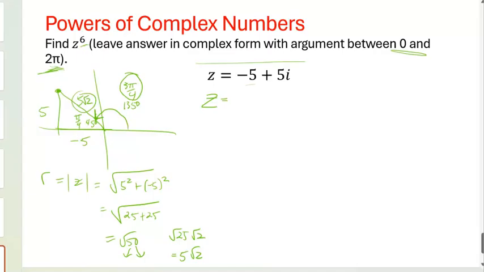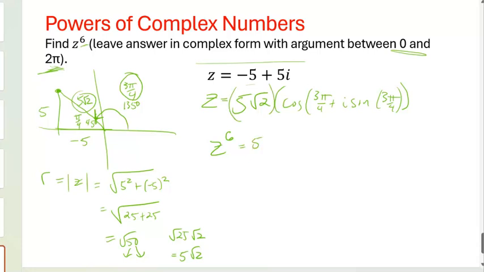So the same complex number is 5 root 2 times the cosine of 3 pi over 4 plus i sine 3 pi over 4. And then if I want to raise that to the 6th power, oh boy, I got to raise this to the 6th power. That's not very nice of me. That's a big number, 5 to the 6th. I need my calculator for that. Root 2 to the 6th.